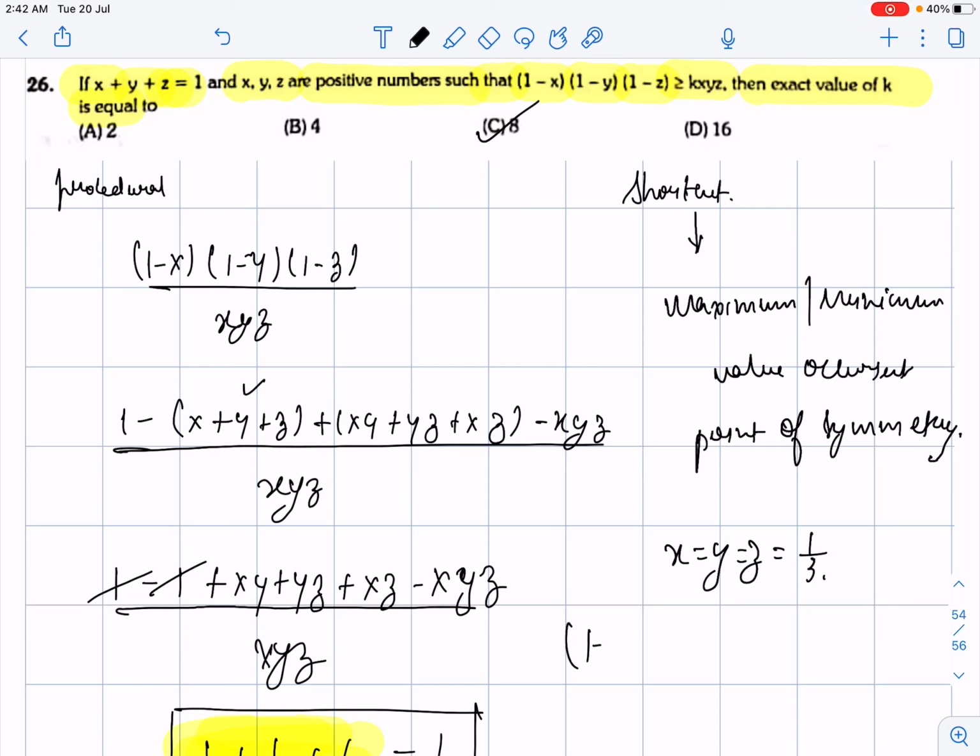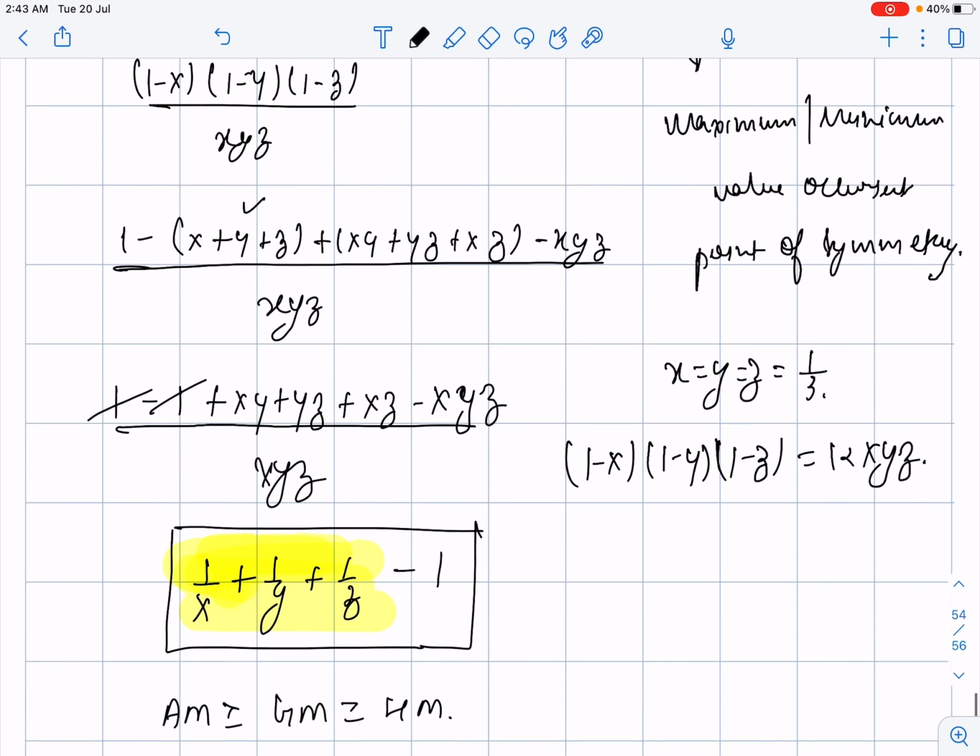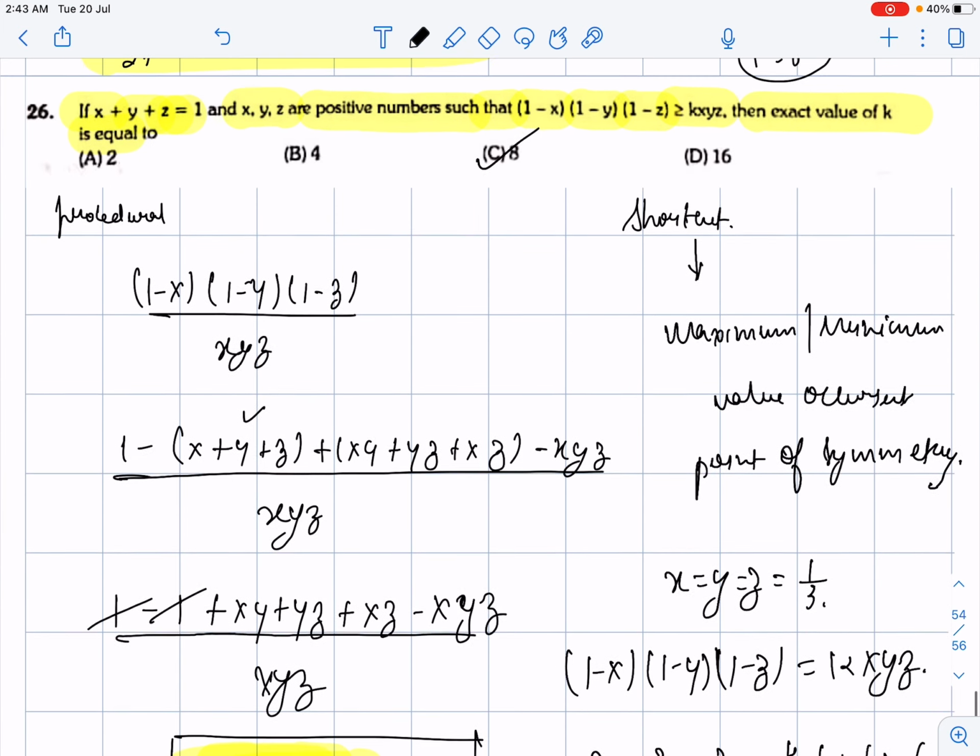And what do we have? (1 minus x)(1 minus y)(1 minus z) is equal to k times xyz. But at the point of symmetry, the things become equal. So this becomes 2 by 3, this 2 by 3, this 2 by 3, equal to k times 1 by 3 multiplied by 1 by 3 multiplied by 1 by 3. So k becomes 8. The shortcut method is quite easy to understand, very easy to apply.